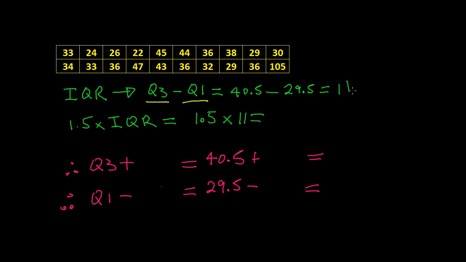What we then do is go 1.5 times our interquartile range, which will give us a value where any number outside it is an outlier. So 1.5 times 11 gives us a grand total of 16.5. Now we grab quartile 3 and say anything above quartile 3 plus 16.5 can be counted as an outlier. Anything below quartile 1 minus 16.5 is an outlier as well.